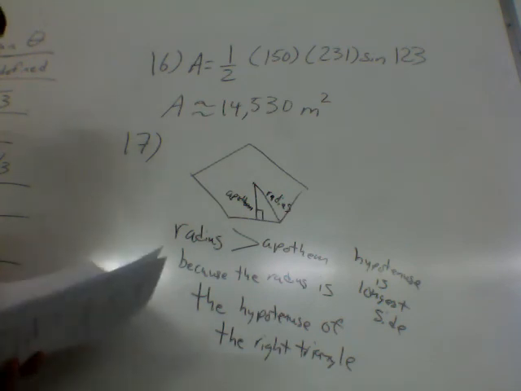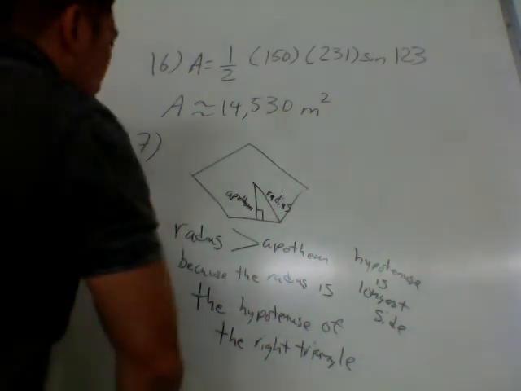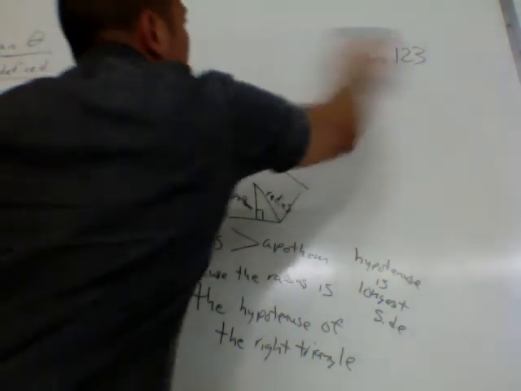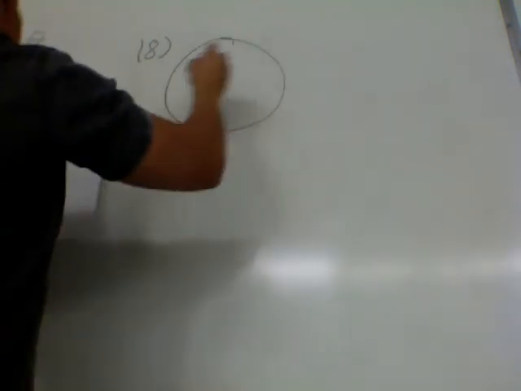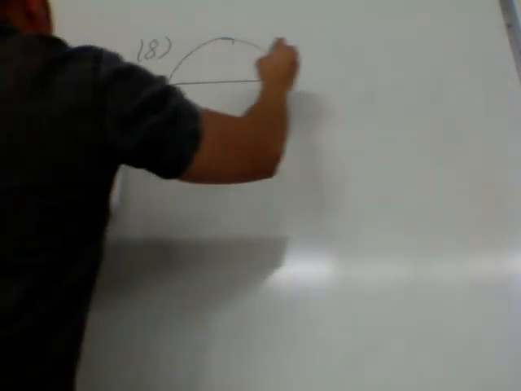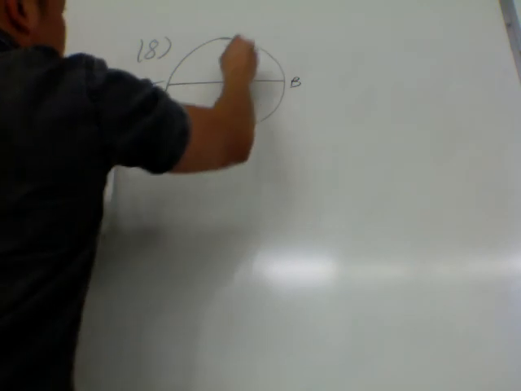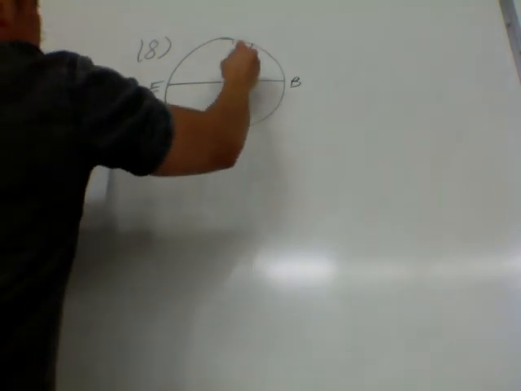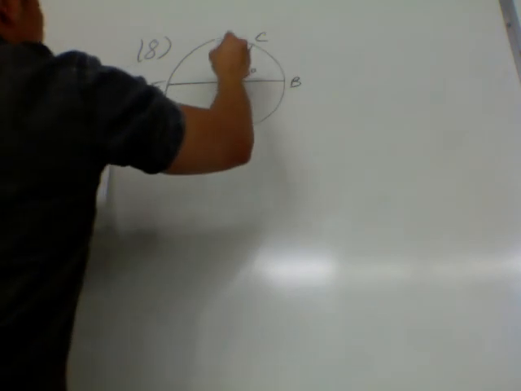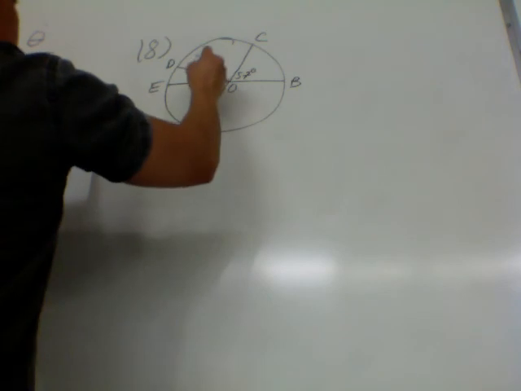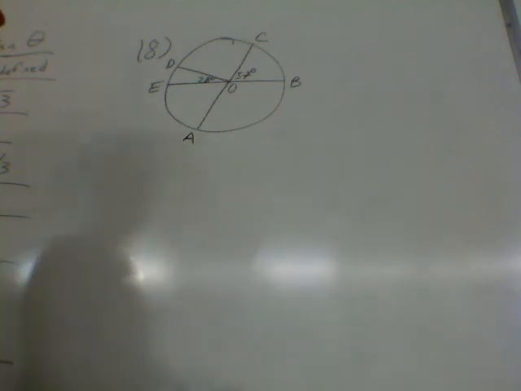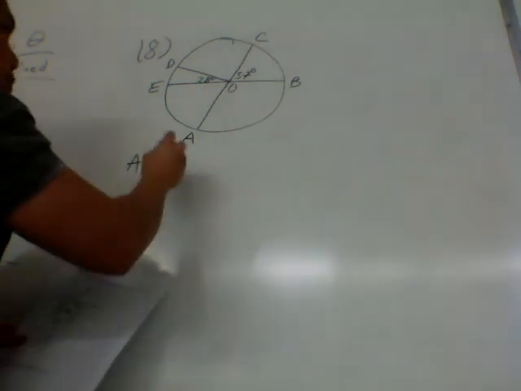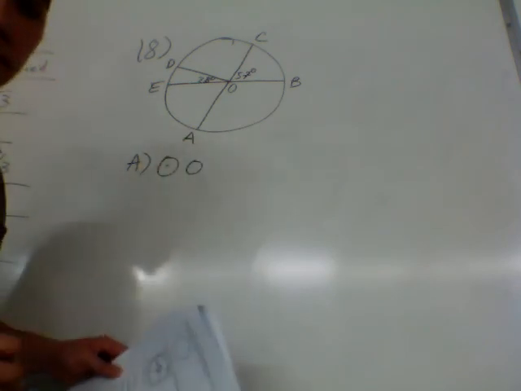Now, let's do number 18. Okay. Number 18, I'm going to try to do my best to draw this. Your circle is this. You have E, B, O, 57 degrees, C, D. Okay. Now, for letter A, when you name the circle, that's really easy. No one should get this wrong. It is circle O.